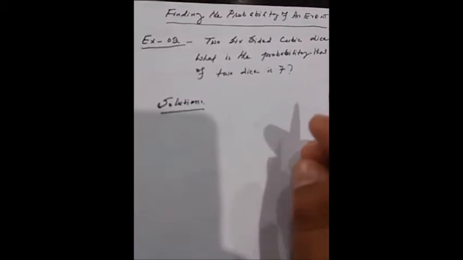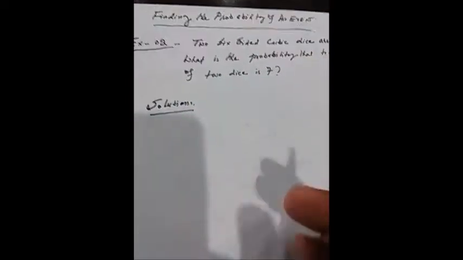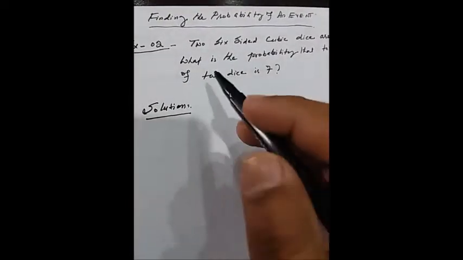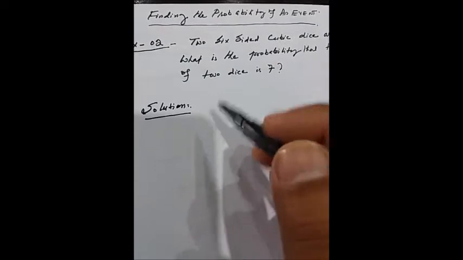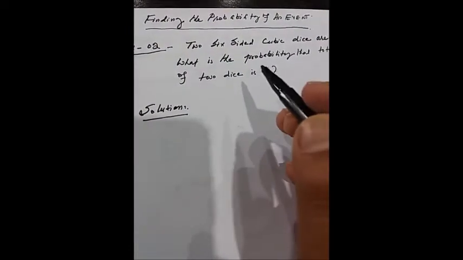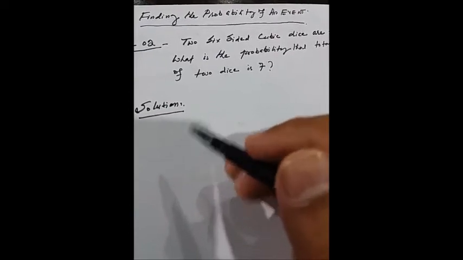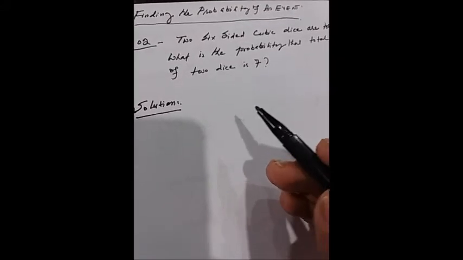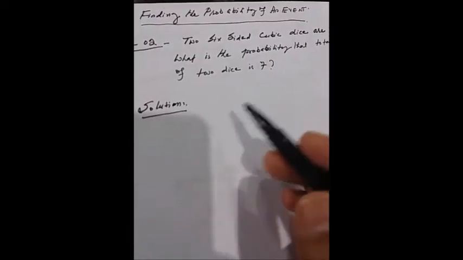Solution. As we know, each die contains 6 possible outcomes, as we already discussed in previous lectures. So we are now rolling the two dice together. It means 6 multiplied by 6, 36 ways. So when we are rolling two six-sided cubic dice together, we get 36 possible outcomes. All the possible outcomes are known as the sample space. So the sample space for two dice rolling together is 36.